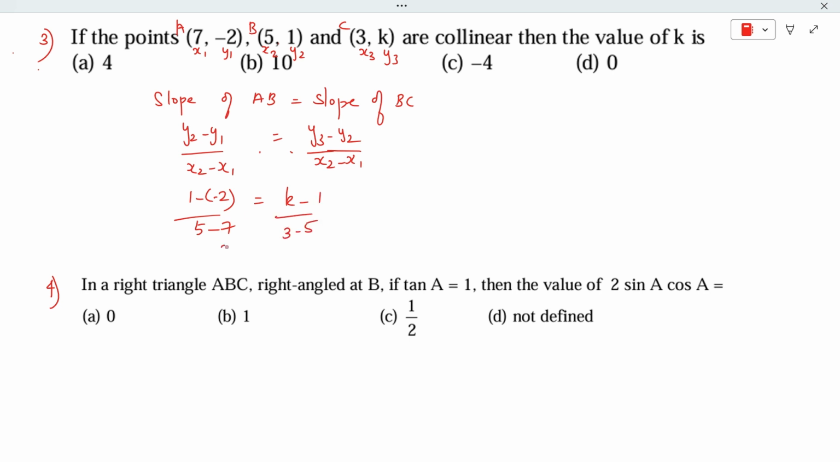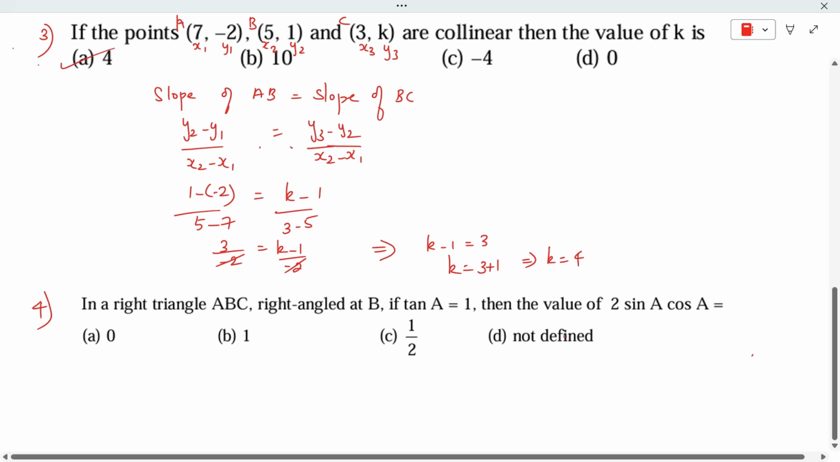So which gives me 3 by minus 2 is equal to k minus 1 by minus 2. Minus 2 gets cancelled. Now I am going to equate k minus 1 equal to 3, isn't it? I am swapping the left and right. So k is equal to 3 plus 1, which implies k is equal to 4, which is option A.